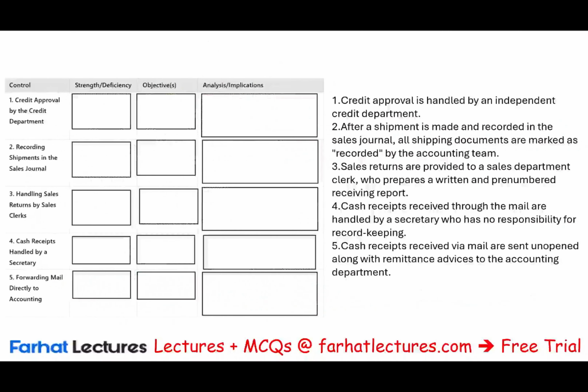On the CPA exam, what you will see is, for example, this is the control, credit approval is handled by an independent credit department. And you will have a drop-down box. You would say whether it's a strength or a deficiency, what objective it is meeting, and select a statement about analysis. And this is what we will do in this session, going over each single transaction, step by step. Let's go ahead and get started.